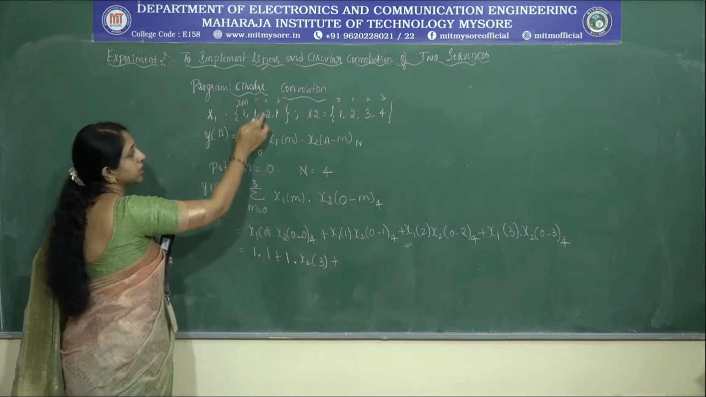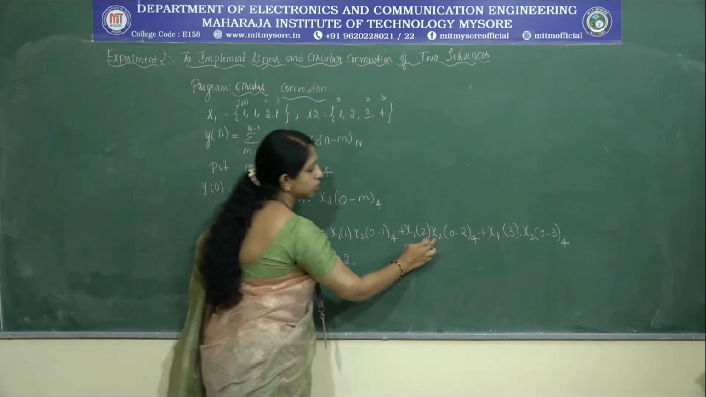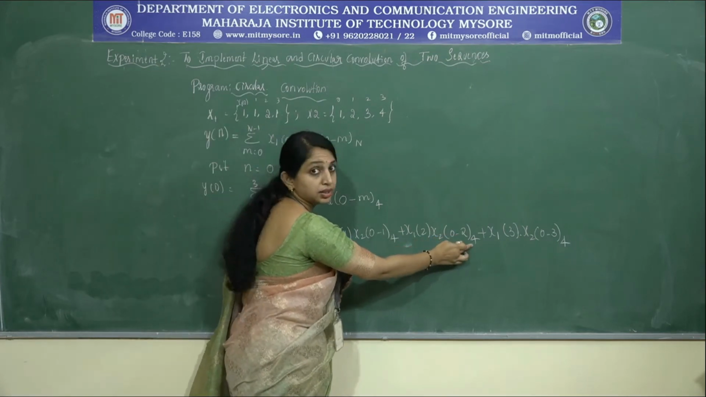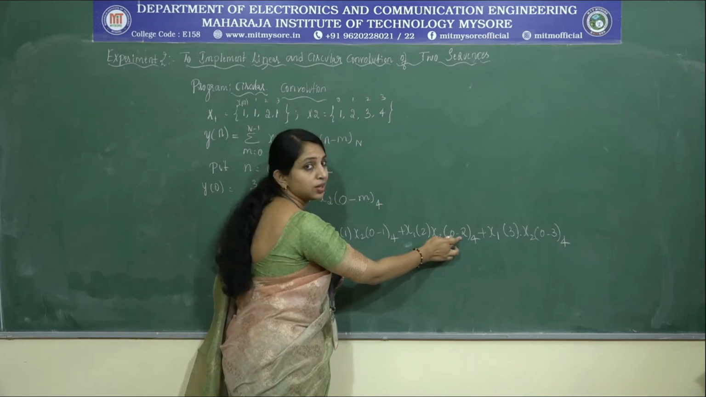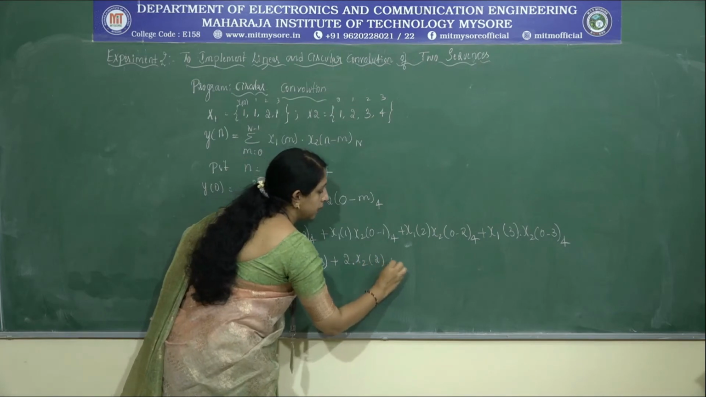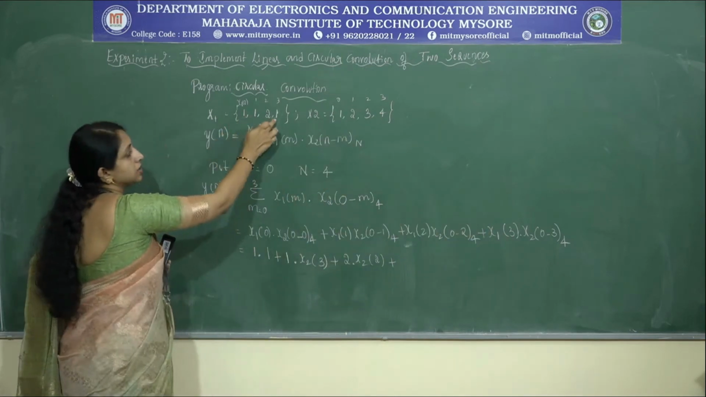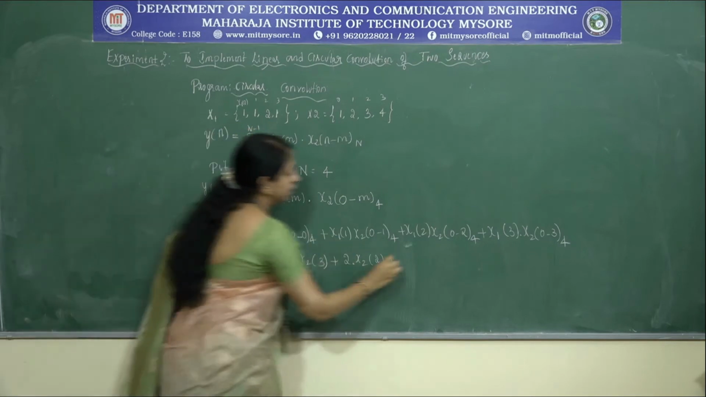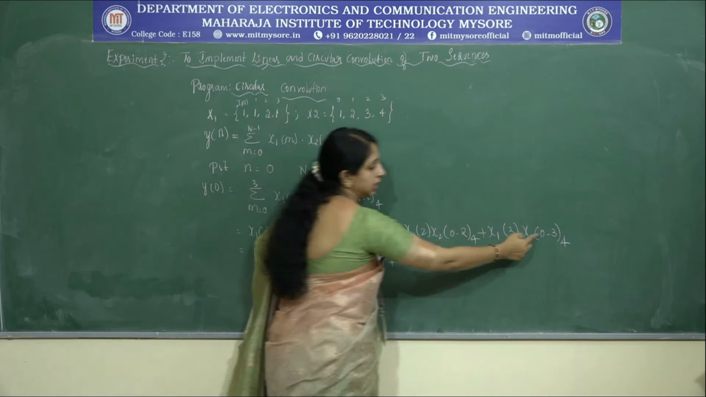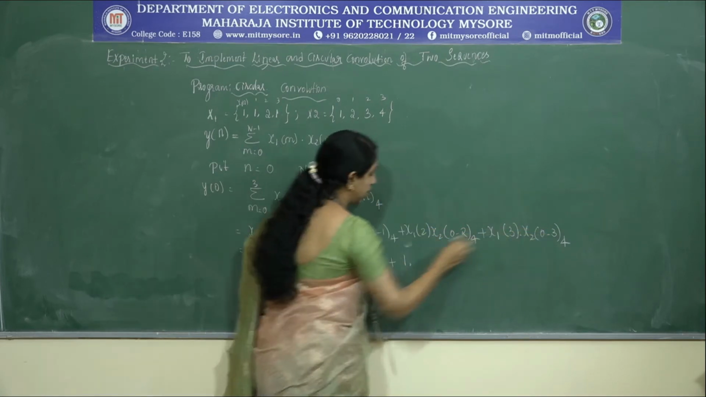x1 of 2, next position value is 2 into x2 of 0 minus 2. Here also we got a negative value. Subtract it from 4. 4 minus 2 is 2. x2 of 2 plus x1 of 3 is equal to 1 again. Use 1 into x2 of minus 3. Again subtract it from 4. 4 minus 3 is 1.